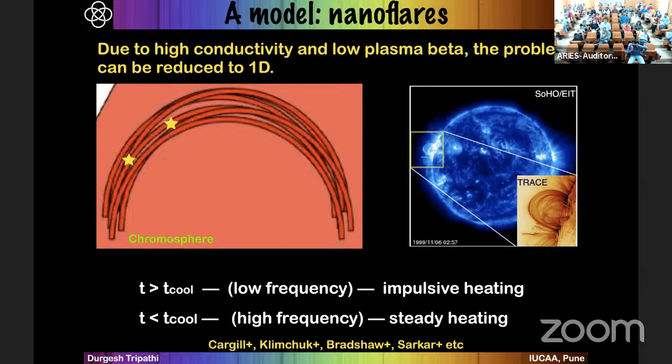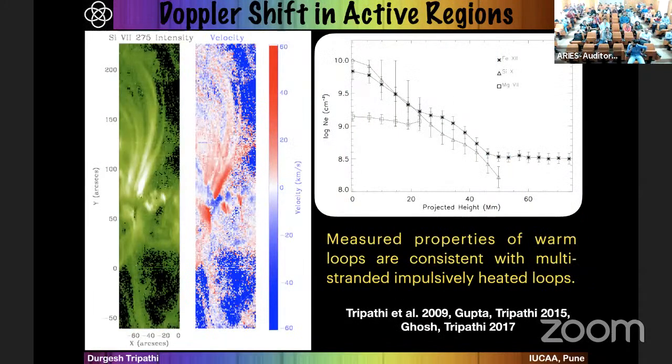And if the time difference between two heating events is larger than the cooling time, then you have really high impulsive heating and then let it cool down. Otherwise, it's just a steady heating. They always keep putting energy and it just keeps maintaining its temperature and other properties. And what we find is that most of the structures which we see of this kind in the corona can be explained by impulsive heating, whereby the time between two events is larger than the cooling time. Therefore, the plasma is just getting evaporated and then cooling down, and that's all the measurements you see.